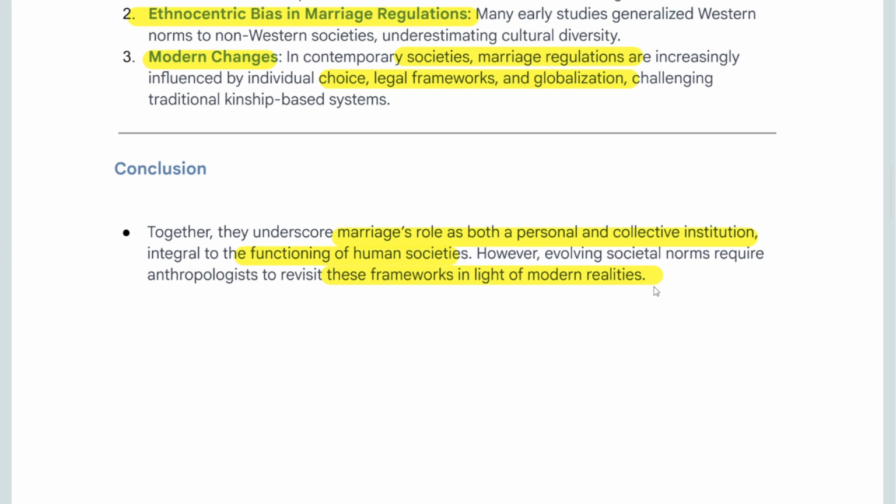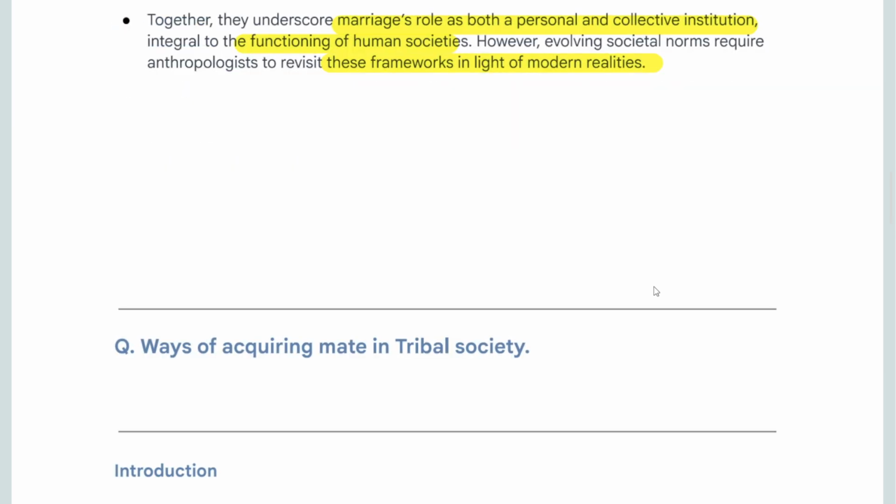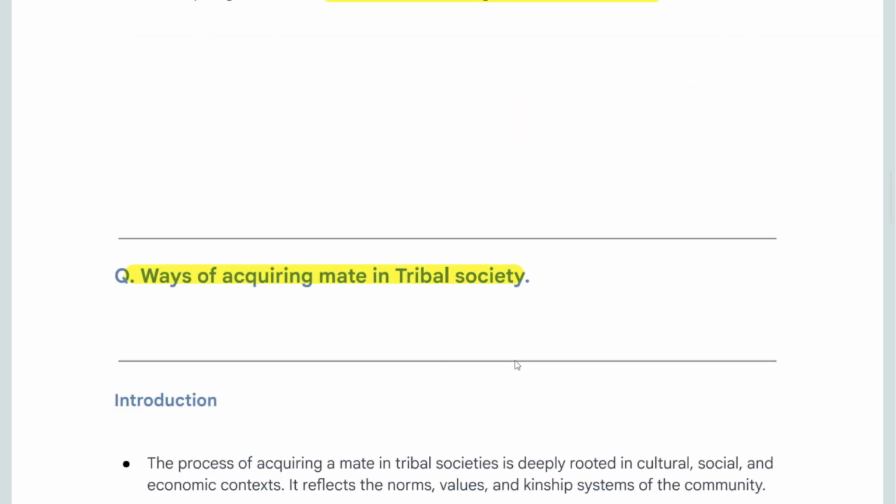Okay, let's shift gears. Let's look at how people find partners. We have a question from 2018. Ways of acquiring mate in tribal society. Very similar to a 2012 question on acquiring spouses in simpler societies. This really shows the diversity. It really does. How people find partners in these societies is just deeply rooted in their culture, their social structure, their economics. Let's look at some methods. Some are quite unique.